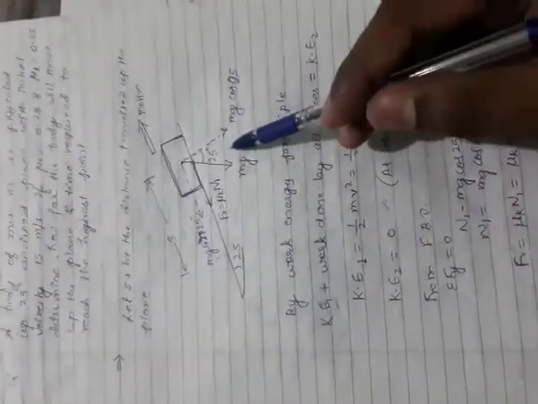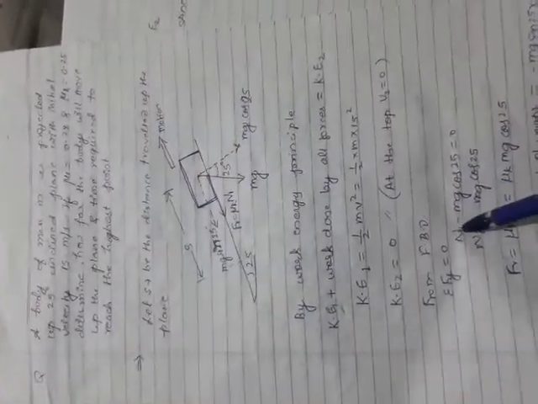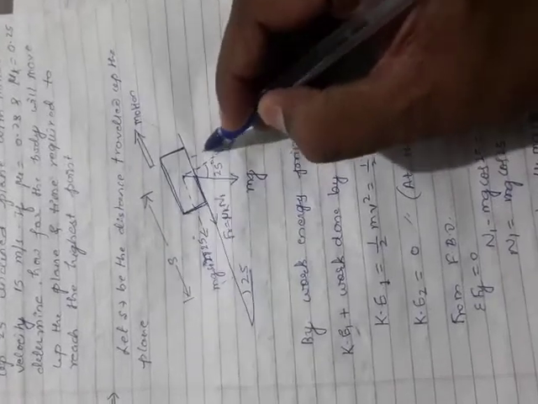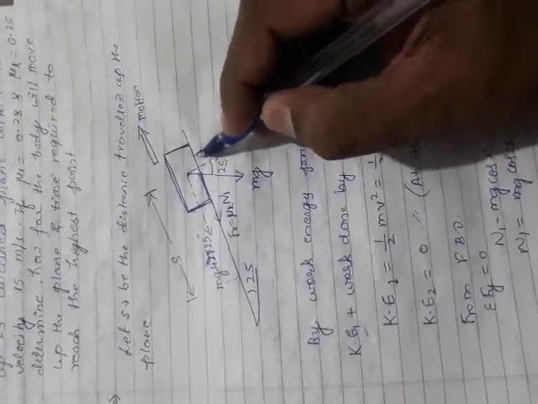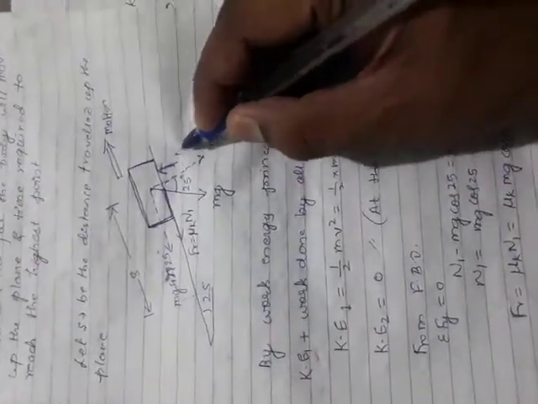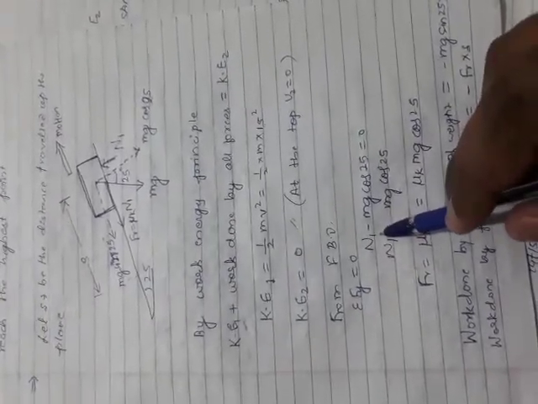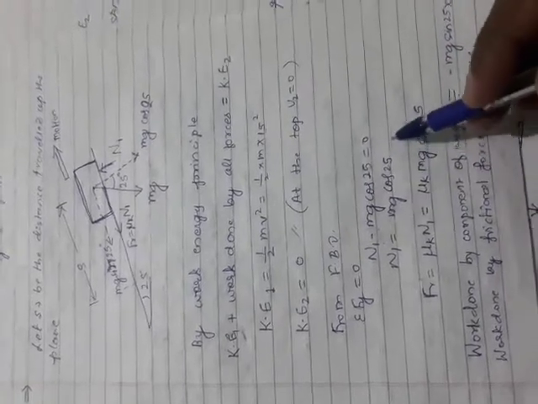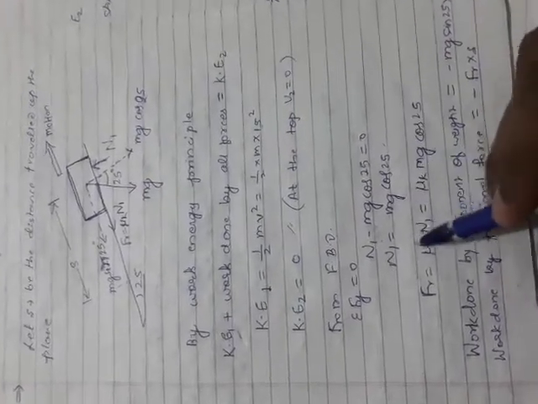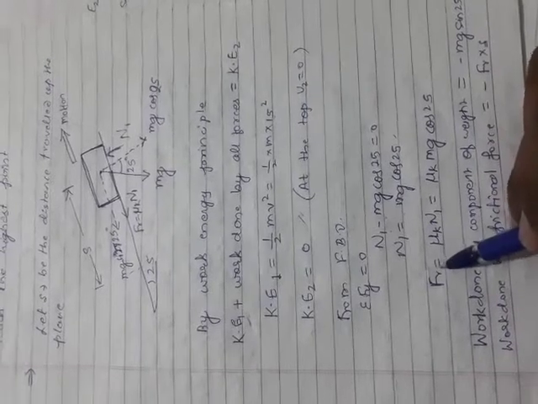So for that, from the given free body diagram, I am applying summation Fy. From that I will get the value of N1, the normal component for the frictional force. So suppose we consider this as N1. Applying summation Fy: N1 upward positive, mg cos 25 downward negative, equal to 0. So I will get N1 as mg cos 25.